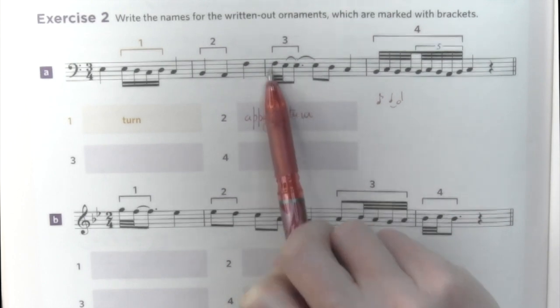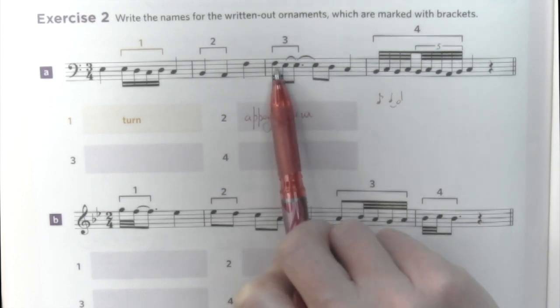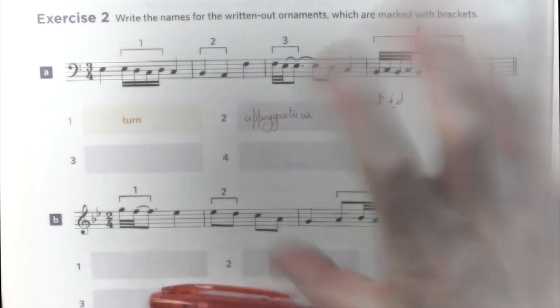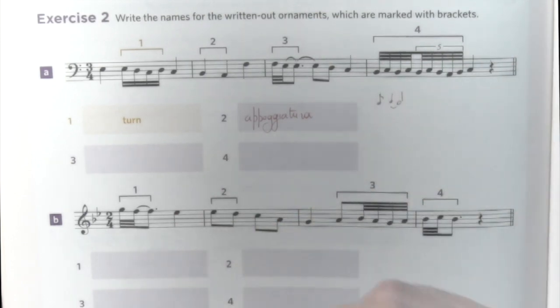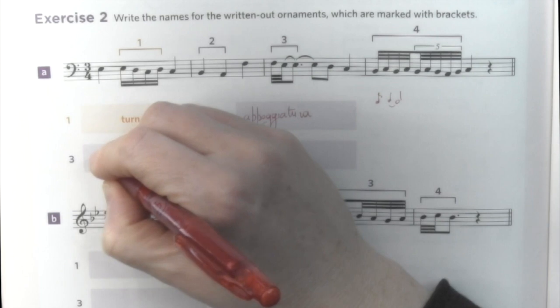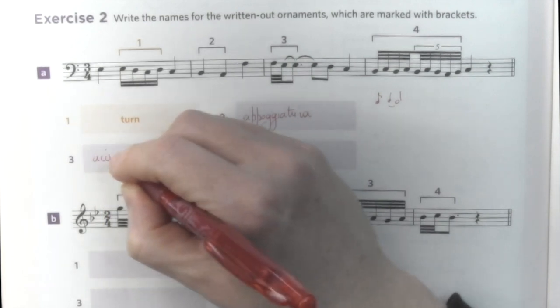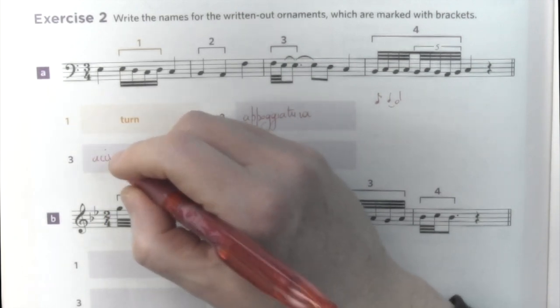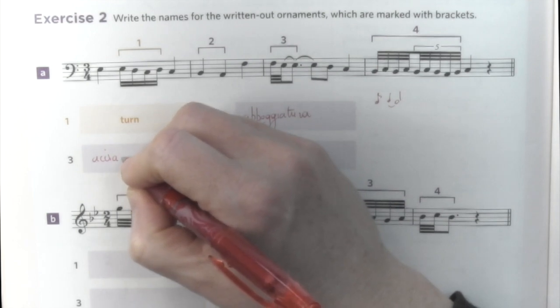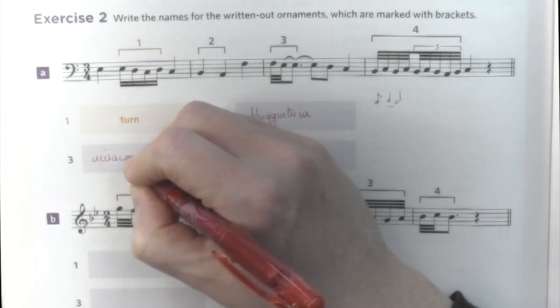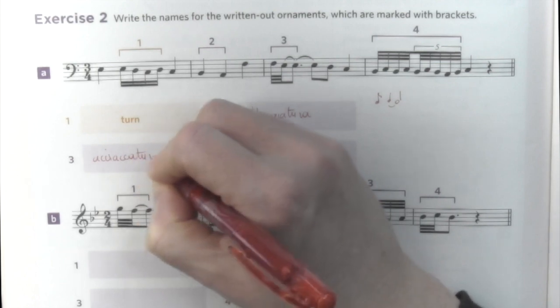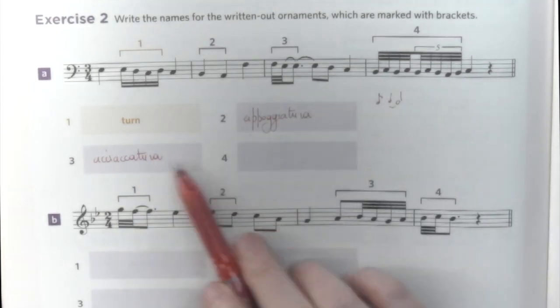The next one, it is a clear acciaccatura, this one, because it has 2 notes. It goes like that. So acciaccatura. Also the spelling here, I understand for non-Italian speakers it's hard. 2 C's in both times. So acciaccatura. Okay, appoggiatura, acciaccatura.